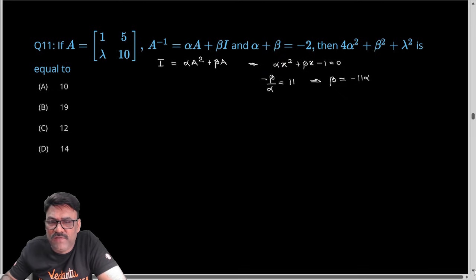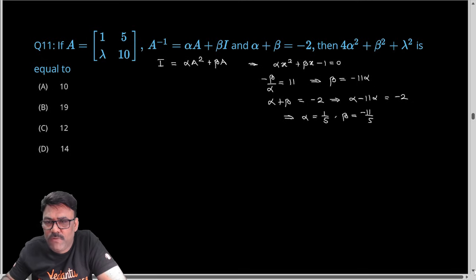And one more condition is given, alpha plus beta is minus 2. So if I replace beta with minus 11 alpha here, so alpha minus 11 alpha is minus 2. So from here I got alpha. Alpha is minus 2 over minus 10, which is 1 by 5. And beta is minus 11 by 5. Now I know alpha and beta.